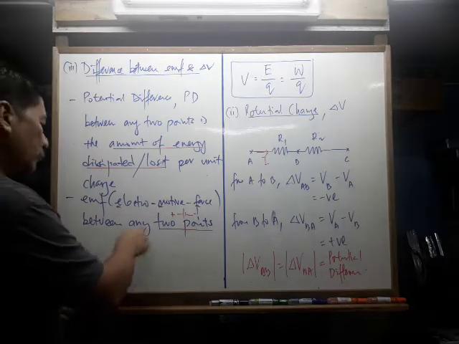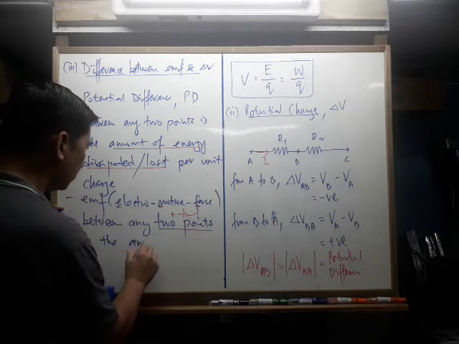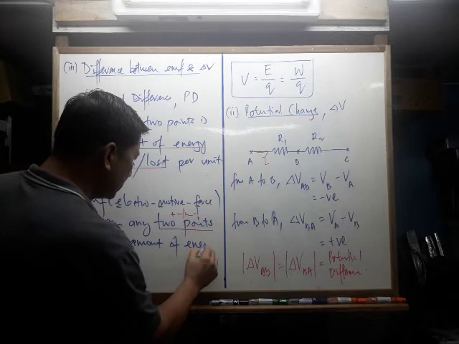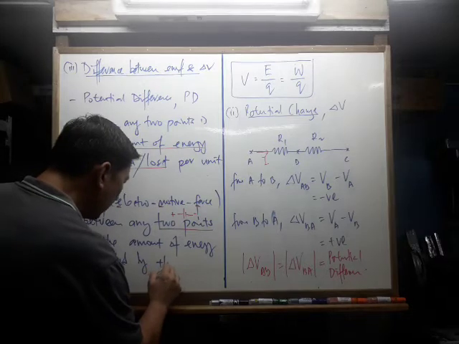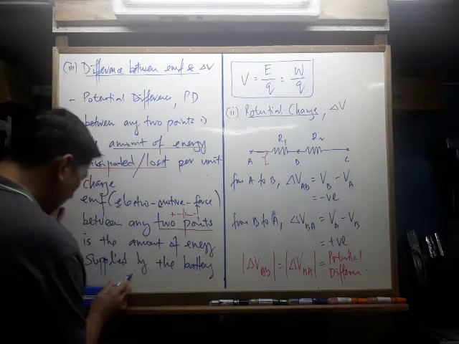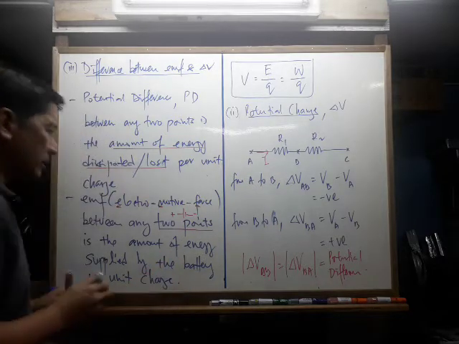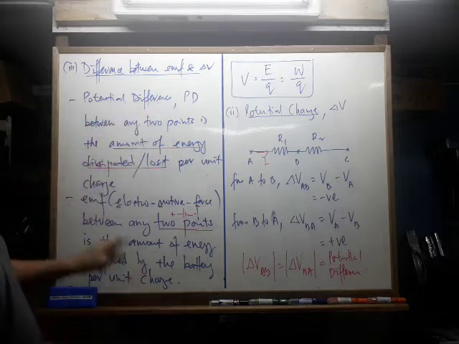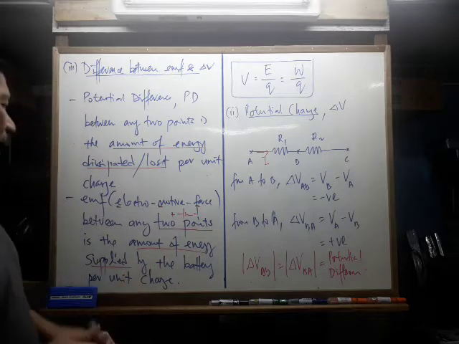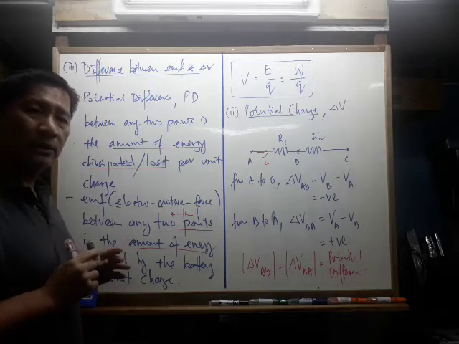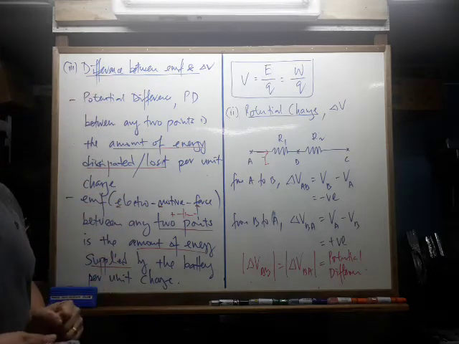So EMF is the amount of energy supplied by the battery per unit charge. You see the difference? Potential difference talks about the amount of energy dissipated per unit charge, but EMF is the amount of energy supplied by the battery per unit charge. That is the main difference between potential difference and EMF.